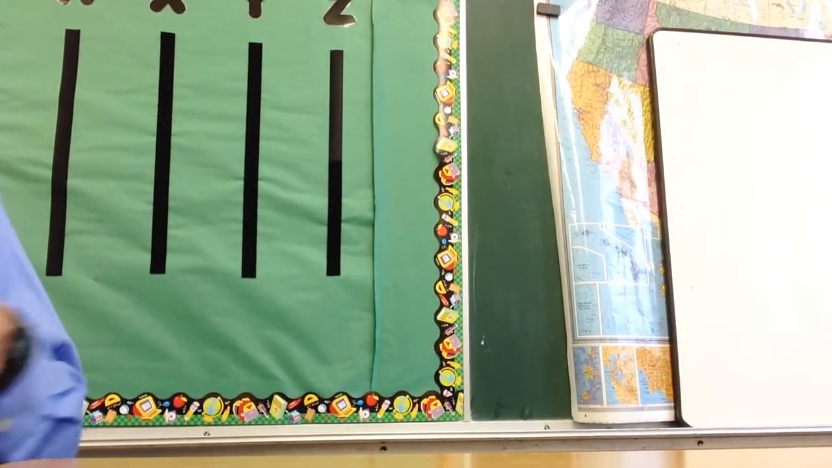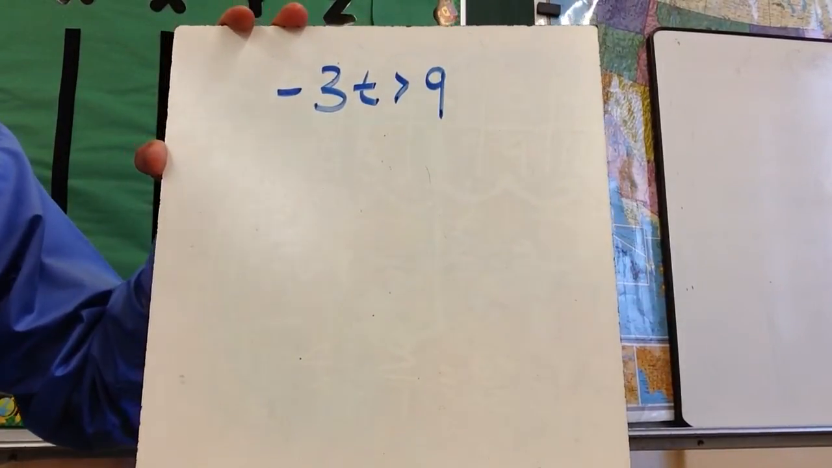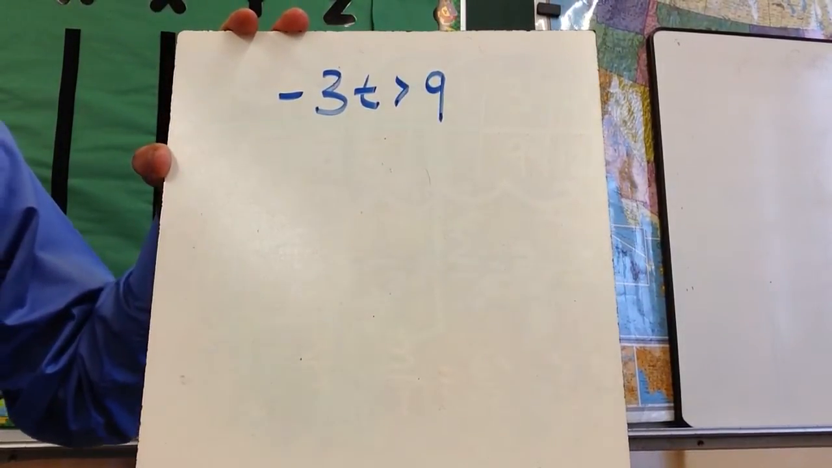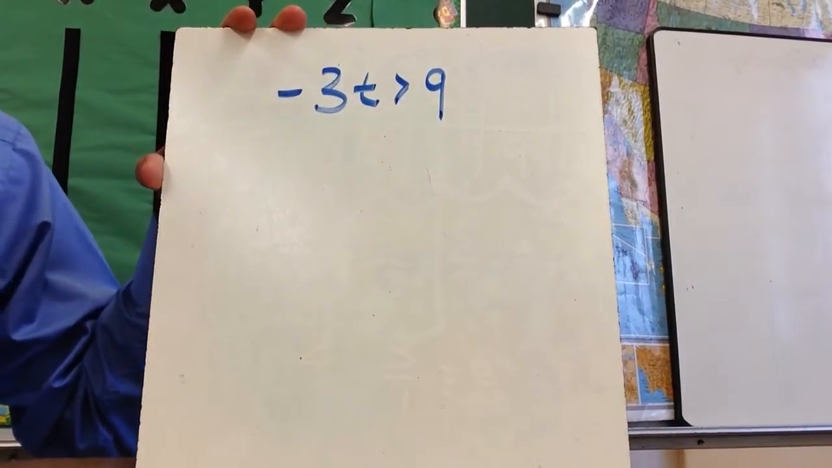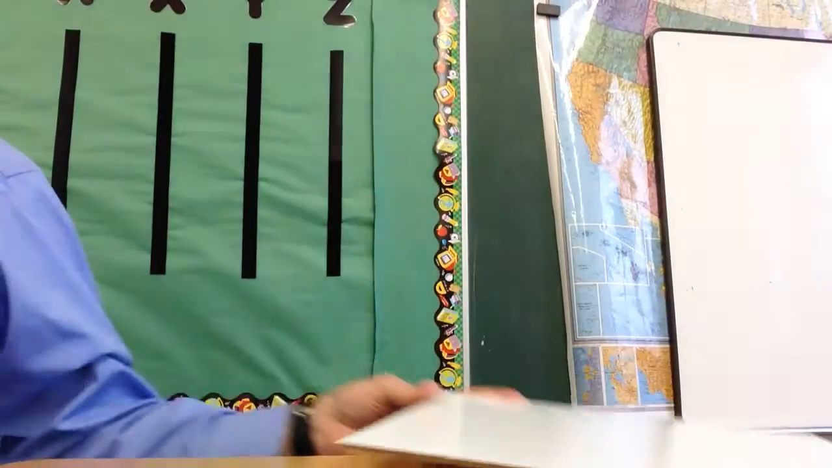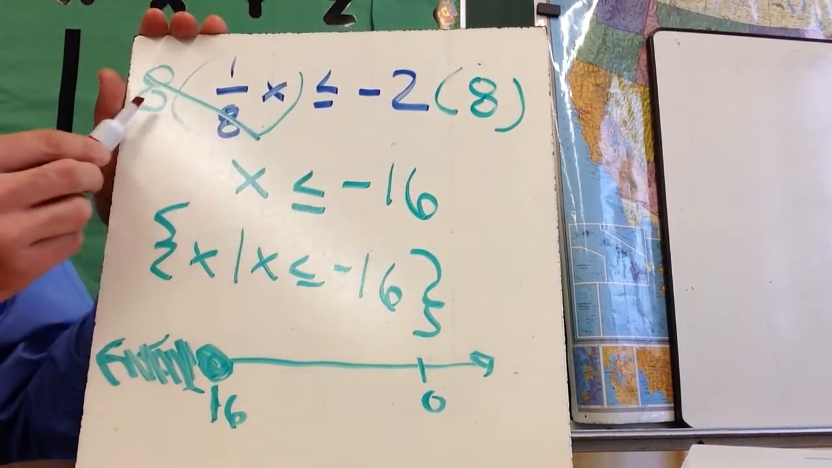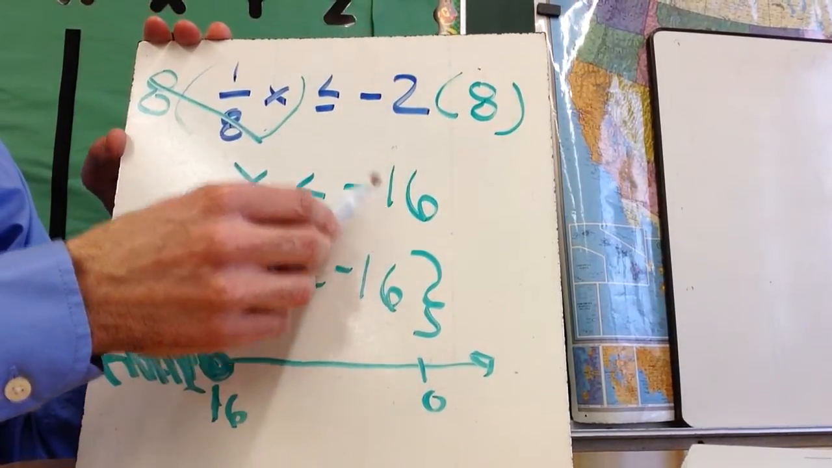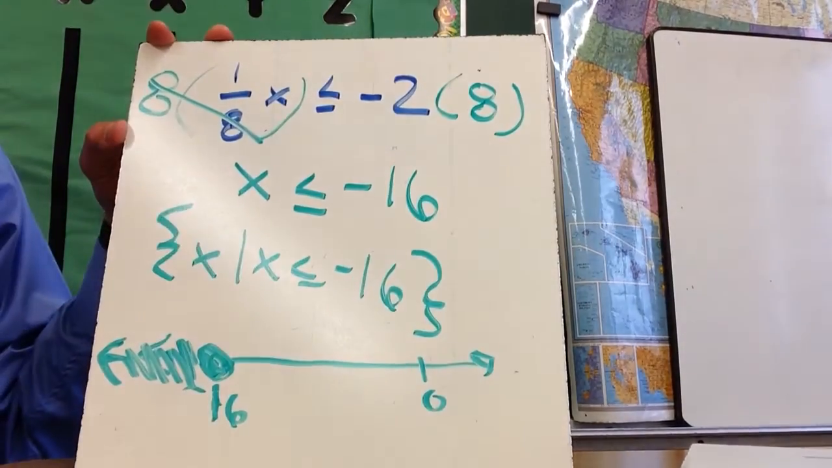Now I want to talk about, this is where a lot of people start to get confused, is what happens when we have to start flipping the sign. So you flip this sign, this inequality sign, when you multiply or divide by a negative number. So I want to come back to this problem for just a second. I want you to notice that I multiplied by 8. And even though this number is negative, I did not flip the sign because I multiplied by the number 8, and 8 is a positive number.